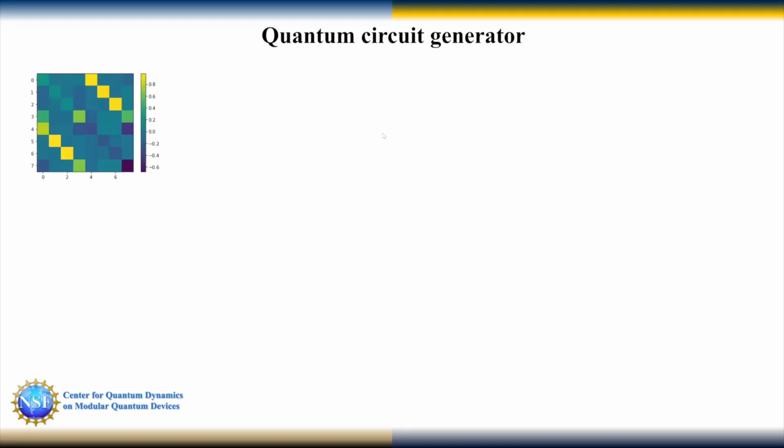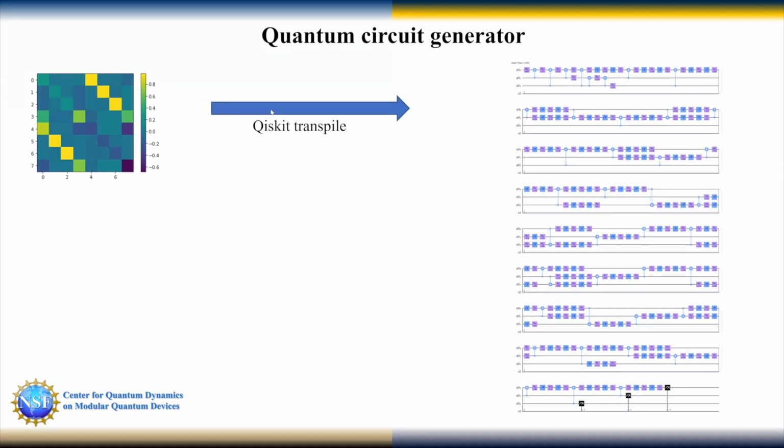Here is one example. We have an 8x8 unitary matrix. A very popular, widely used circuit generator is the Qiskit transpile function. Qiskit is a package developed by IBM Quantum to facilitate quantum programming and quantum computing. And this Qiskit transpile function will take this 8x8 unitary matrix and build a 3-qubit quantum circuit out of it.